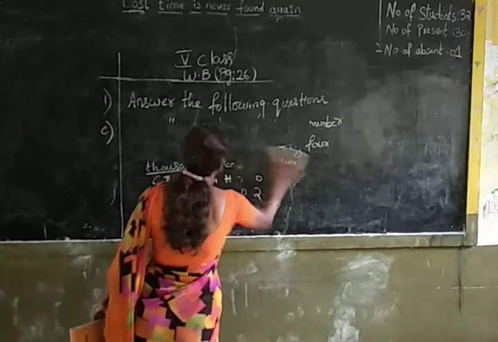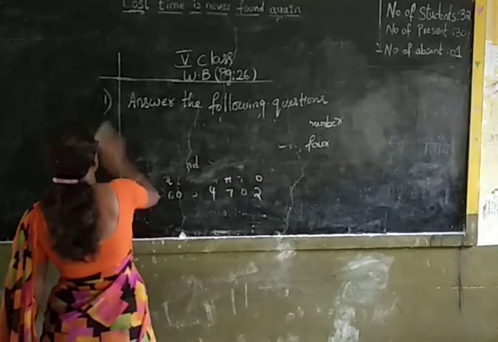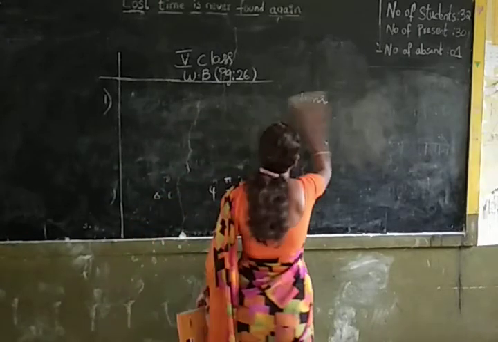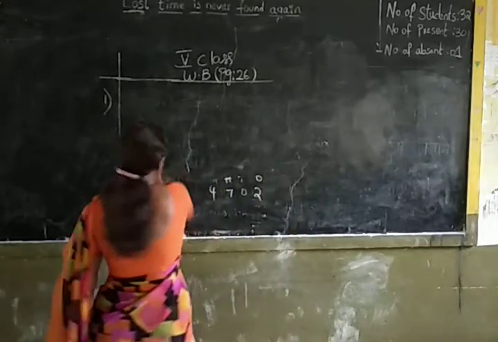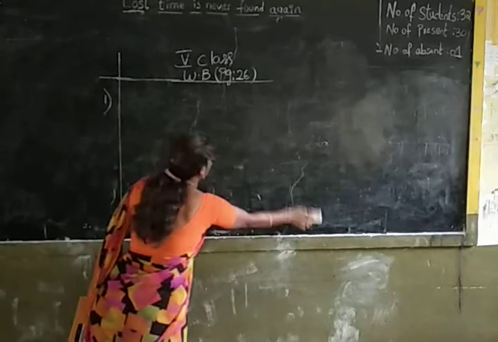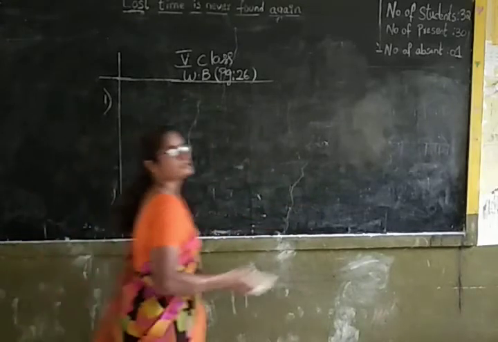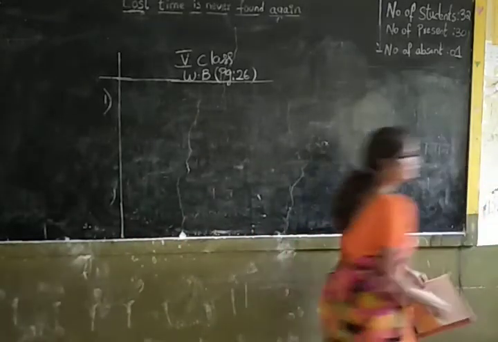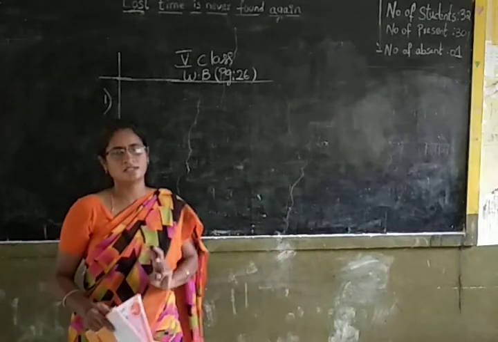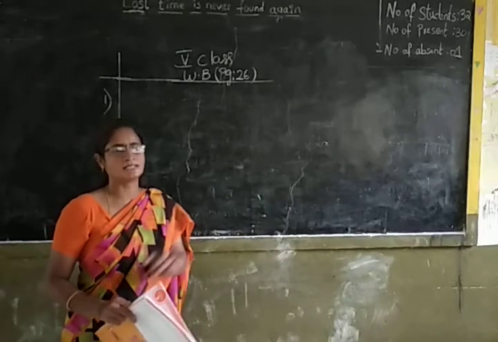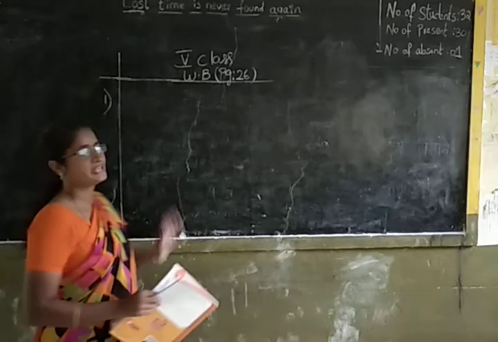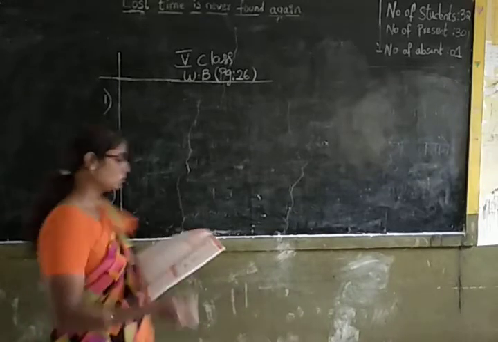Okay children. Now let us do the second sum. The second sum is about you are given 3 numbers. Among those 3 numbers you have to circle the largest number and cross away the smallest number. Here in every question you are given 3 numbers. So here I am not writing the question, I am just writing the solution.